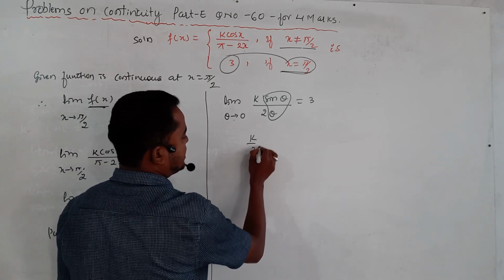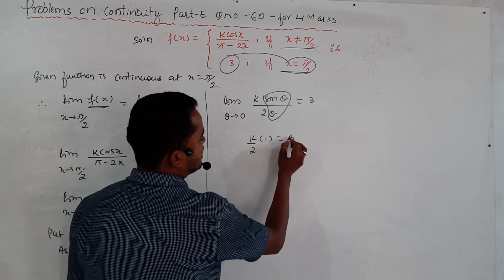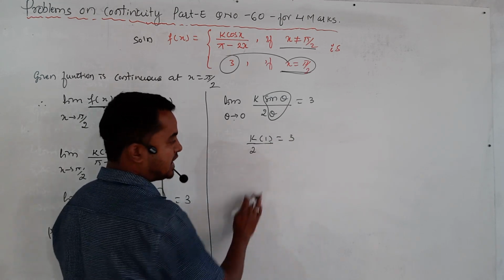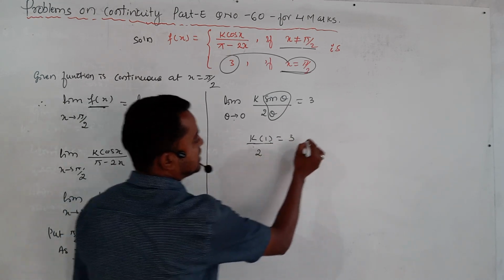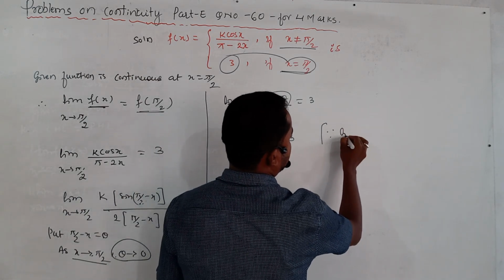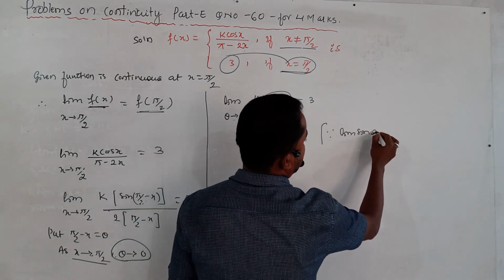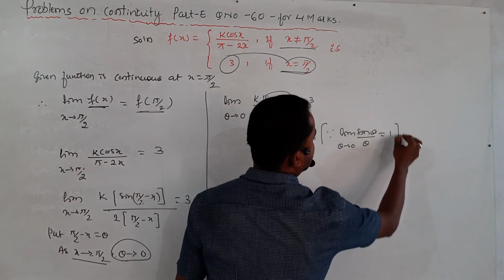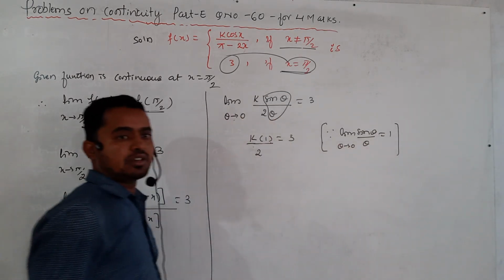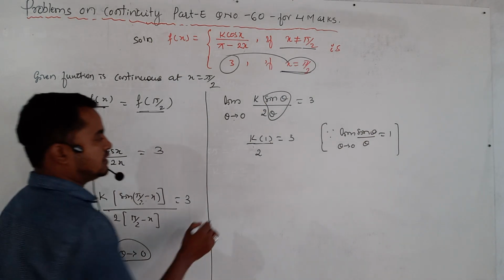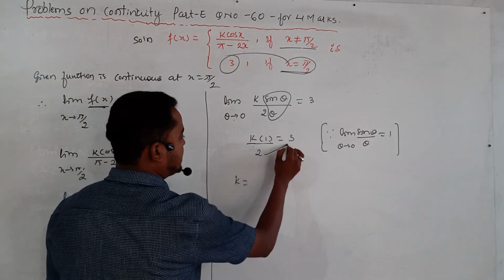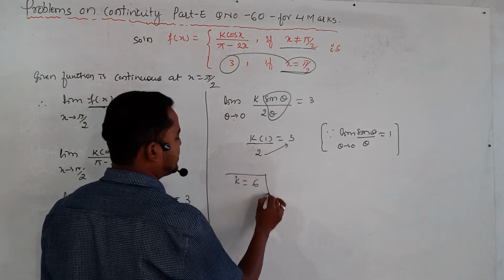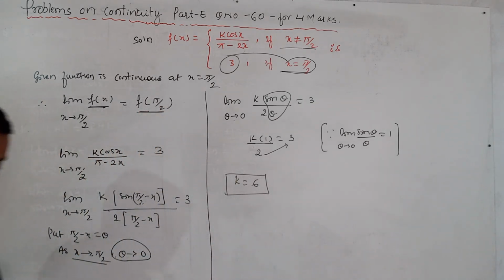K divided by 2 into 1 is equal to 3, because limit of sine theta divided by theta as theta tends to 0 is 1. K is equal to 2 threes are 6. Therefore, the value of K is 6.